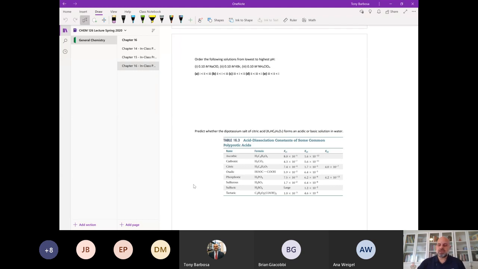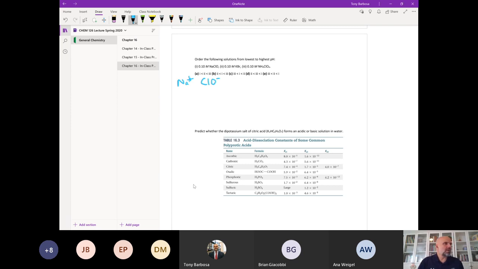If you're all looking at these problems and these examples, you're probably wondering, okay, what type of solution do I have here? So in the first example, you have sodium ions, and you have hypochlorite ions.